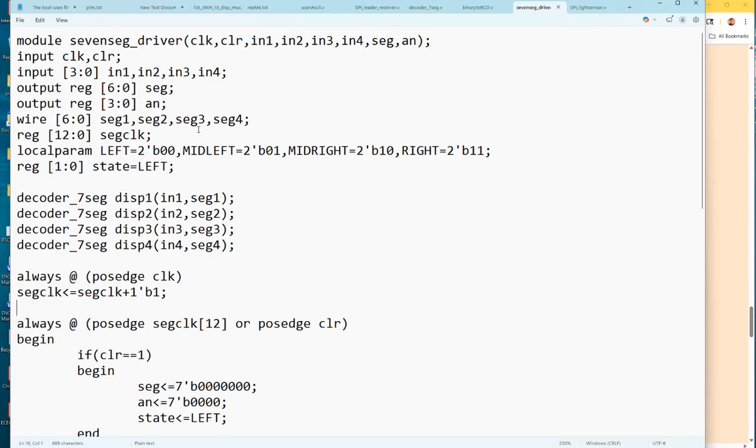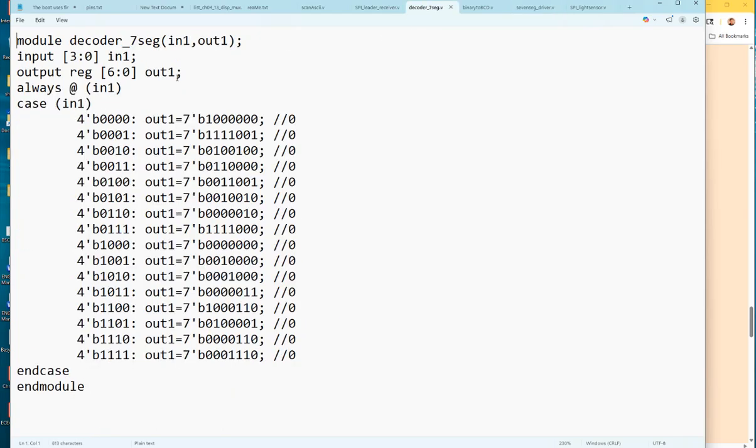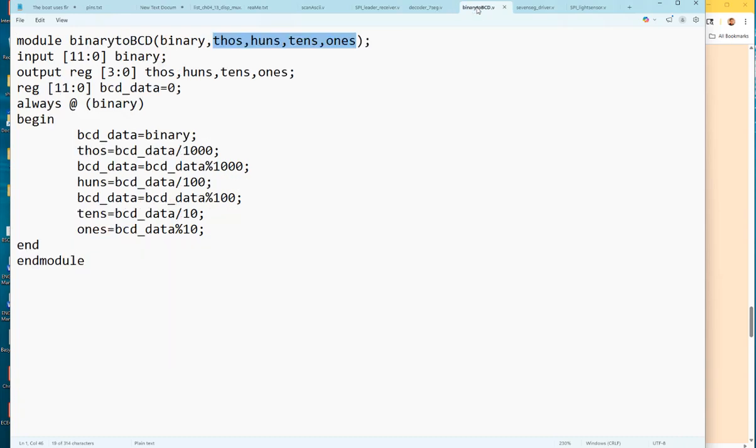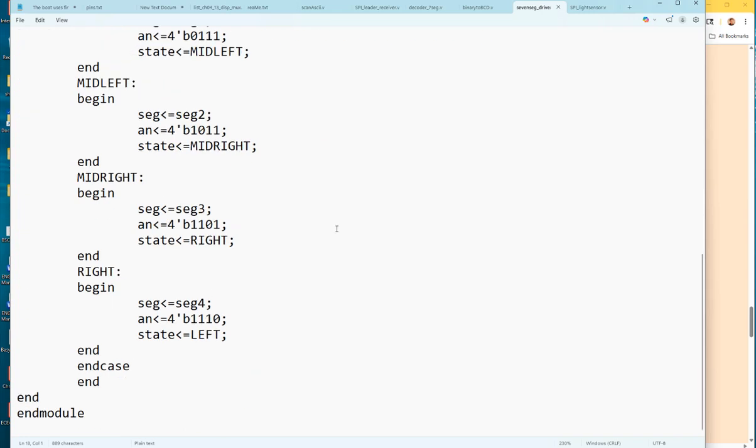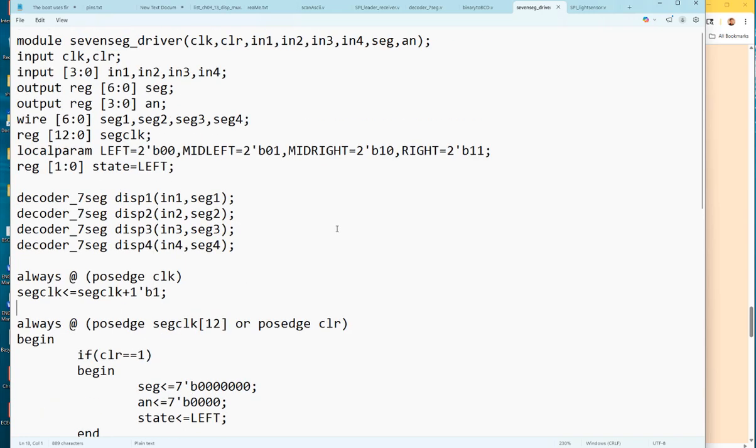they separate it. They have a decoder here. It simply takes the input and outputs a pattern. And they also have a driver. So what does the driver do? Just take a look at it really quick. Why do we need a driver? The driver instantiates 4 decoders. Why? Because you have 4 digits on the 7-segment display. You have 4 units, right?